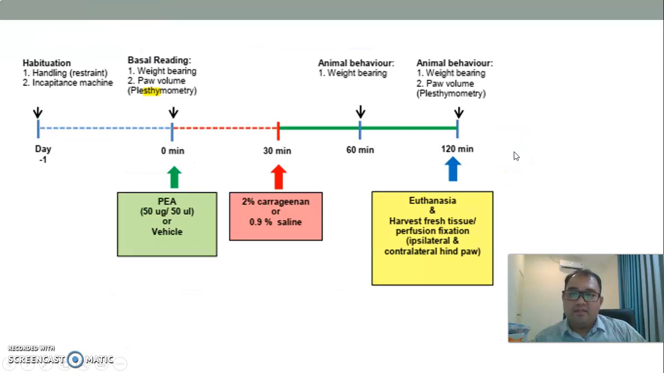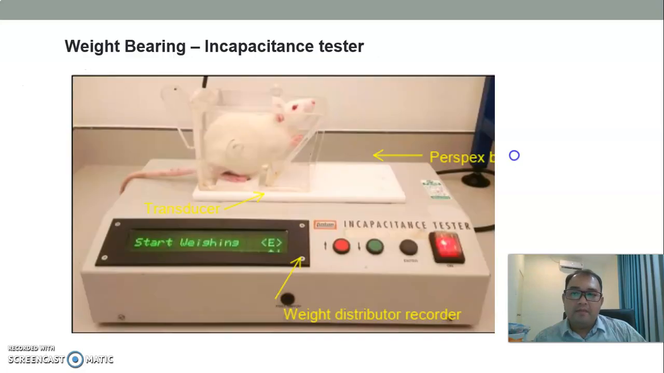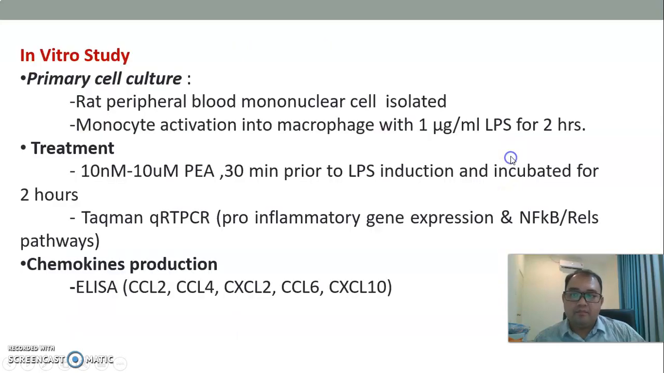Okay, so this is just a basic summary of the experiment. And this is the machine that we use to measure the weight bearing of the animal. Whenever the animal has pain in one hind paw, it will shift its weight to the other side. So the difference in weight between the paws is considered as pain.